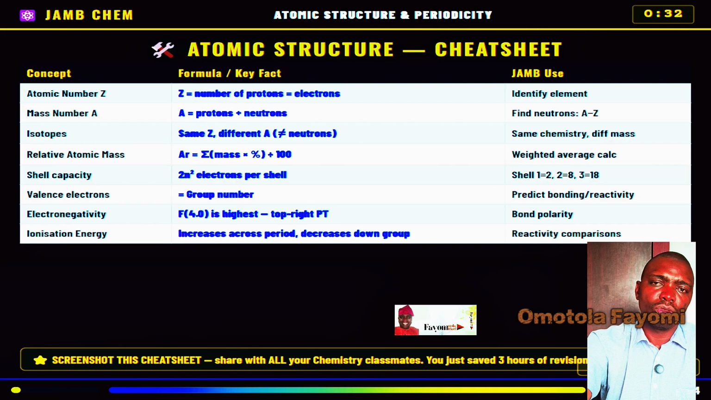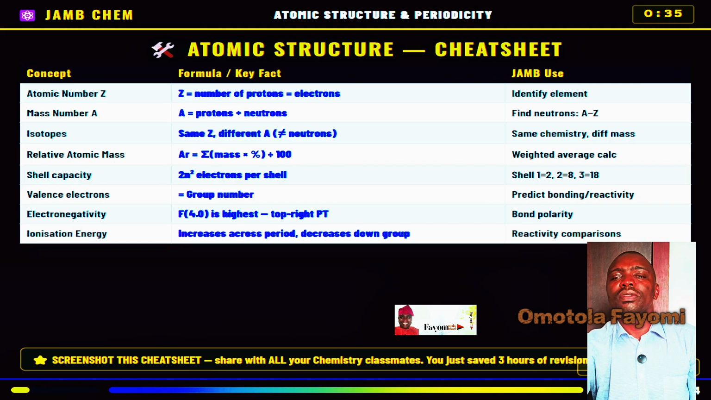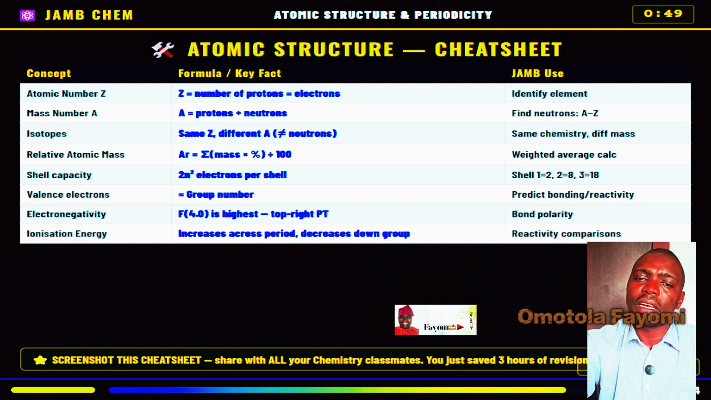Shell capacity is 2n squared. Valence electrons equals group number. Trends: electronegativity increases across a period, ionization energy increases across a period, atomic radius decreases across the period. All trends reverse going down a group. A cheat sheet is worth an hour of revision in one screenshot. Share it with every chemistry student you know.